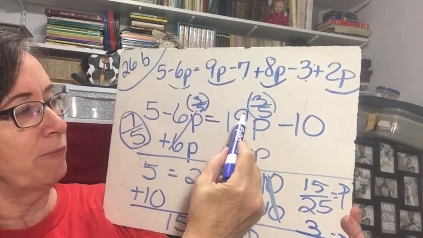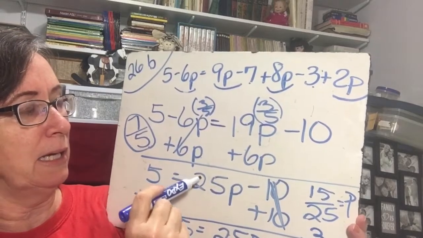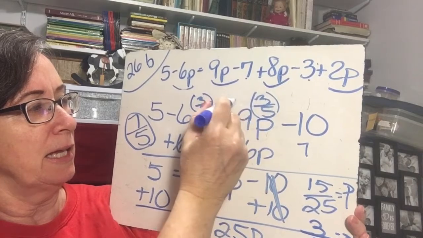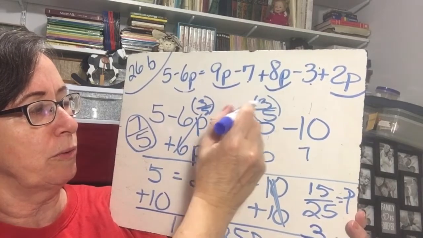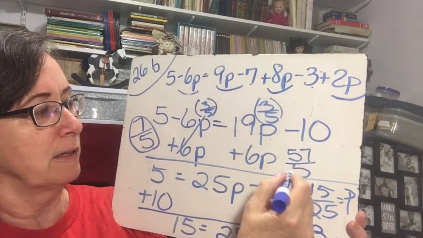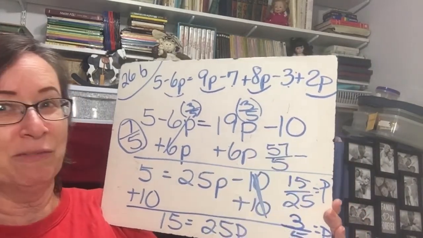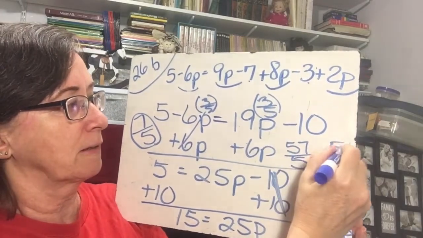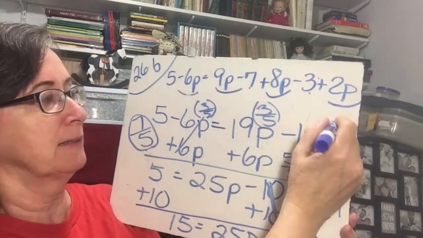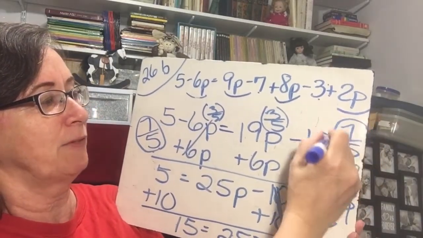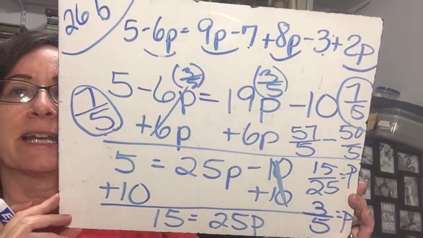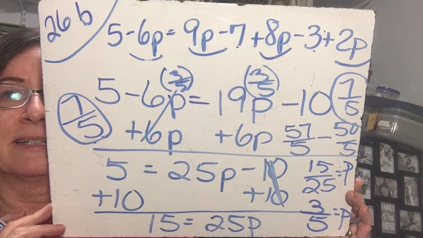And here we've got 19 times 3. 9 times 3 is 27, and carry the 2. 3, 4, 5, 57/5. Minus, now 10 would be 50/5, which is going to be 7/5 again. And since I get 7/5 on both sides, that means my answer is correct. We did a lot of writing on that one.